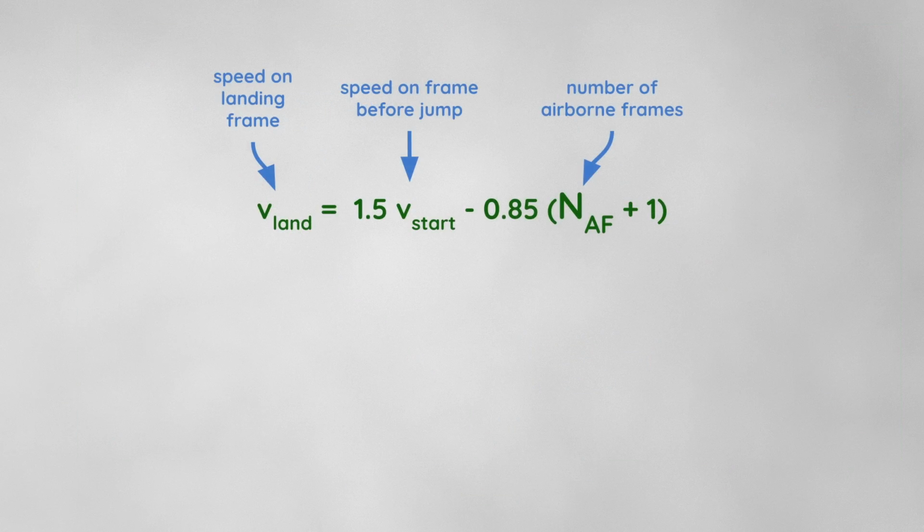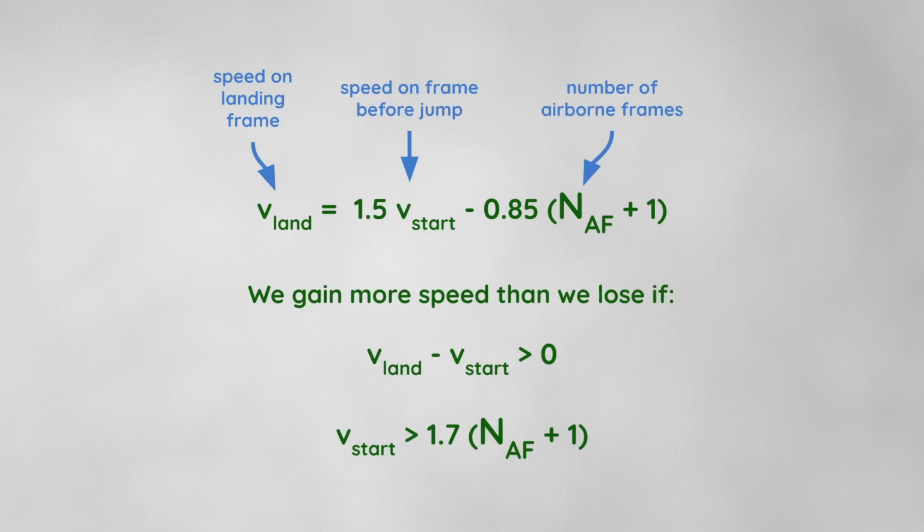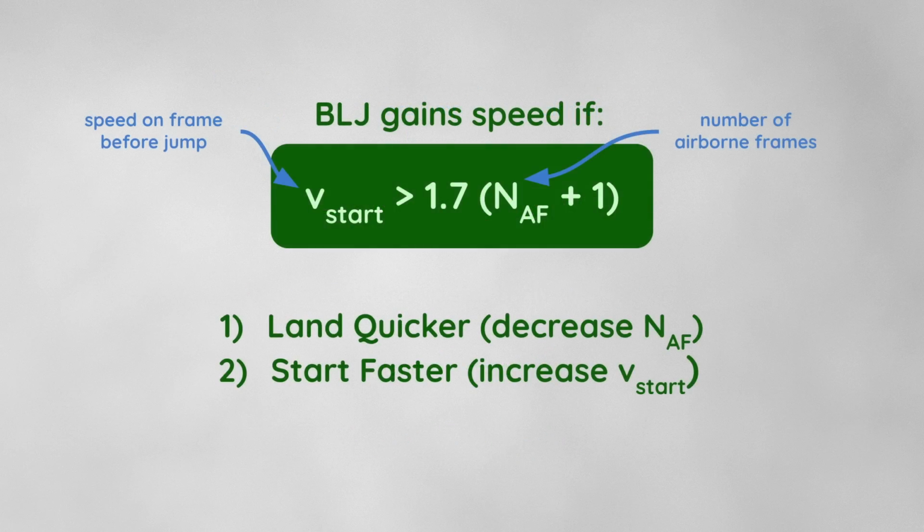This is a formula for our landing speed, based on our starting speed and the number of frames we're in the air. We can easily find the condition for when we gain more speed than we lose. So the 2 ways a BLJ can gain speed are 1, if we land quicker, i.e. decreasing the number of airborne frames. This is like when we land on stairs or a slope. But 2, we can also gain speed if we simply start with a faster speed to begin with. This is what happens when we BLJ against the wall of the 50-star stairs.